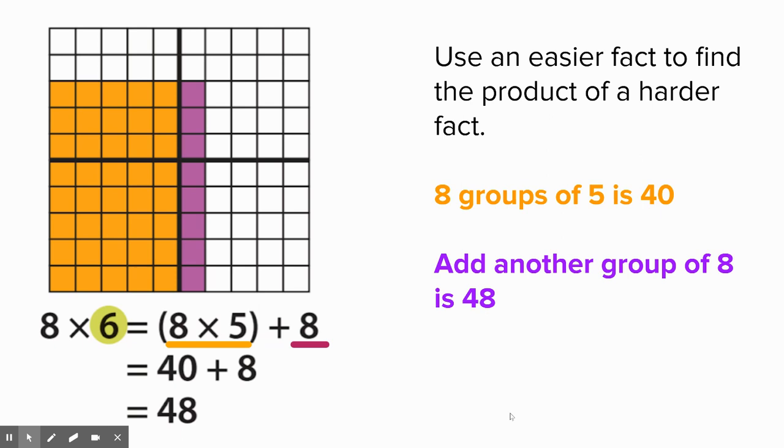Let's look at it with an 8 times 6 fact. So I can turn that into an 8 times 5. And again, my times 5 facts, pretty easy for me to figure out. 8 times 5 is 40, but then I have to add an extra set of 8. And 40 plus 8 is 48.